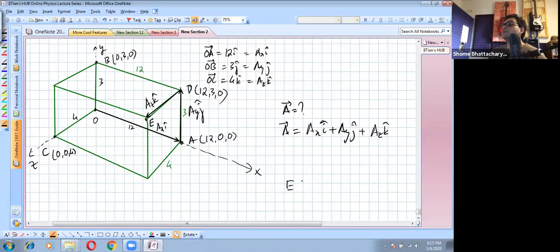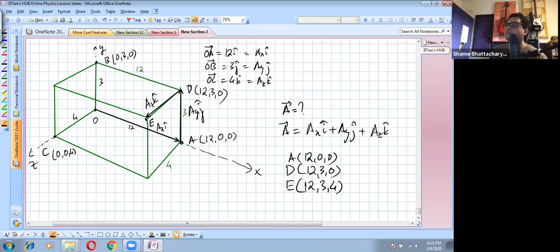So what are the coordinates of that point E now? The coordinates will become 12, 3, 4. The coordinates of the point D are 12, 3, 0, and the first point we came to was A, which was 12, 0, 0. So when you completed A_x i cap from the origin, you reached the point A on the x-axis, 12, 0, 0. Then you made a displacement of 3 j cap, so you reach this point D, which is lying in the XY plane at coordinates 12, 3. The z coordinate is still 0. Then you came out along the z-axis along this line DE.